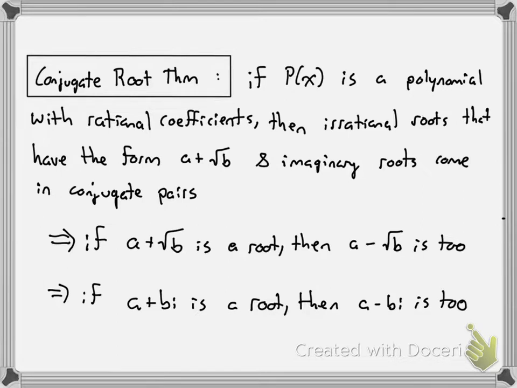You might have already picked up on this when we do the quadratic formula, and you could have a plus or minus b over 2a.